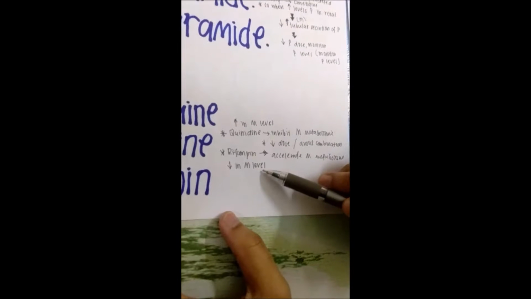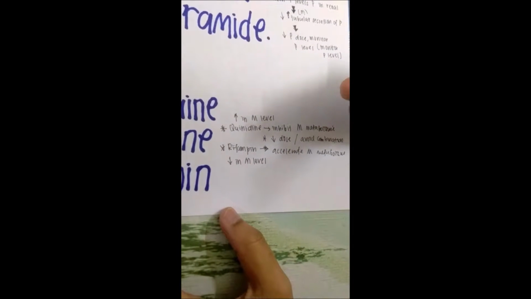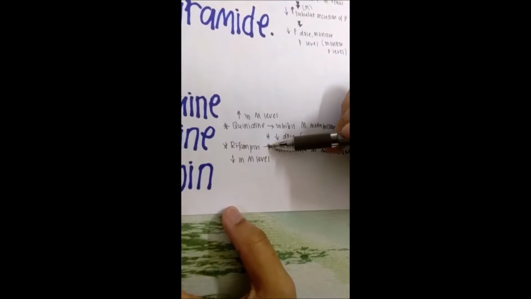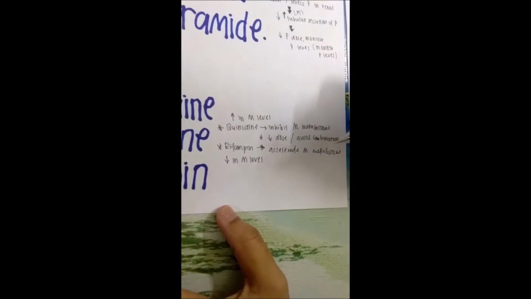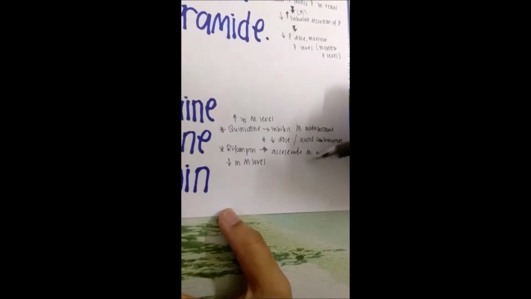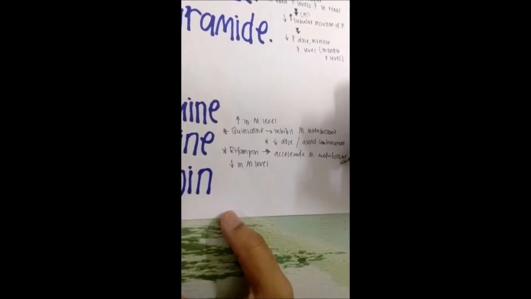When the mexiletine level is reduced, it will interact with rifampin, because the mechanism of rifampin is to accelerate the mexiletine metabolism, so increase the mexiletine dose and avoid combinations.